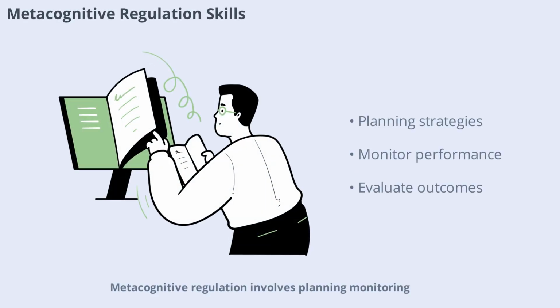Metacognitive regulation involves planning, monitoring, and evaluating our cognitive processes. Planning means selecting strategies and allocating resources before a task. Monitoring is ongoing awareness of comprehension and performance during a task. Evaluating is appraising the outcome and the efficiency of the strategy used. These skills are linked to academic achievement and are key targets in educational intervention.